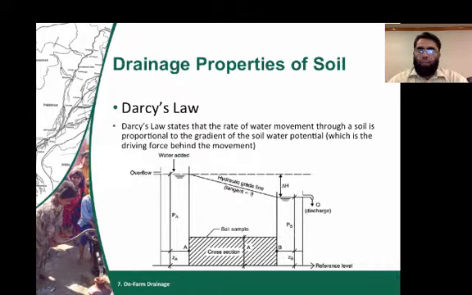Darcy was a French scientist. He was basically a civil engineer, and he was trying to study the flow of water through porous media. During his study, he came up with a law which is commonly known as Darcy's law. The Darcy law states that the rate of water movement through the soil is proportional to gradient of the soil water potential.